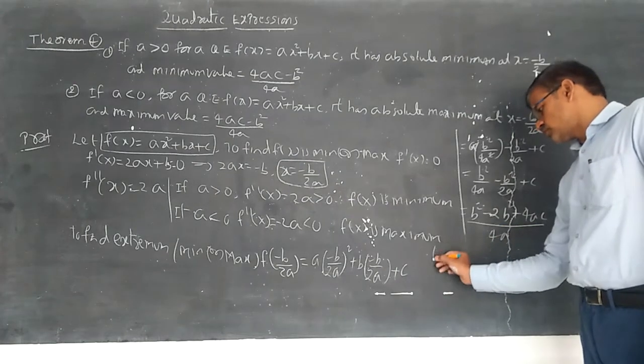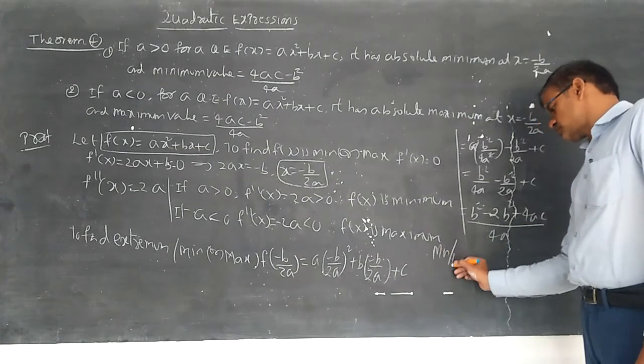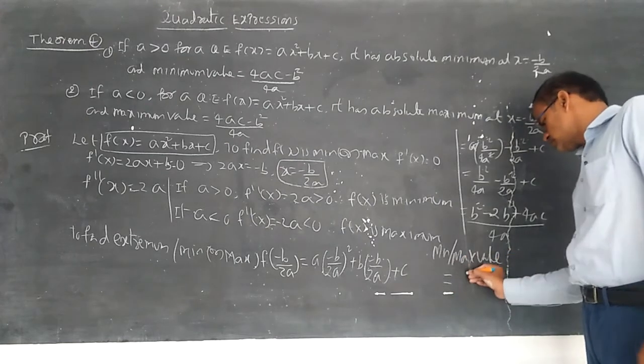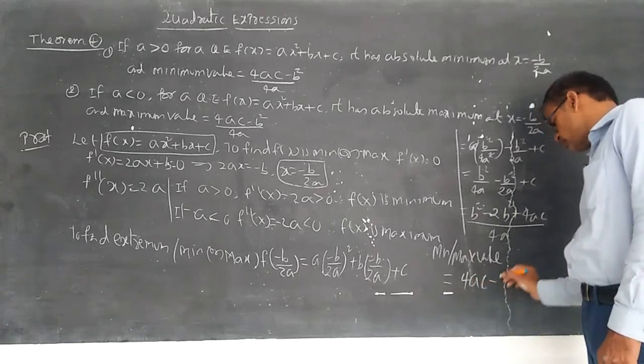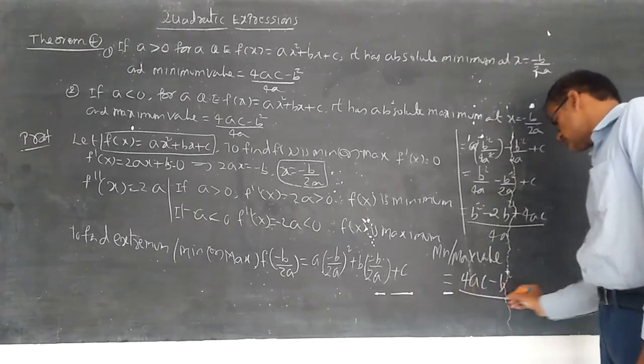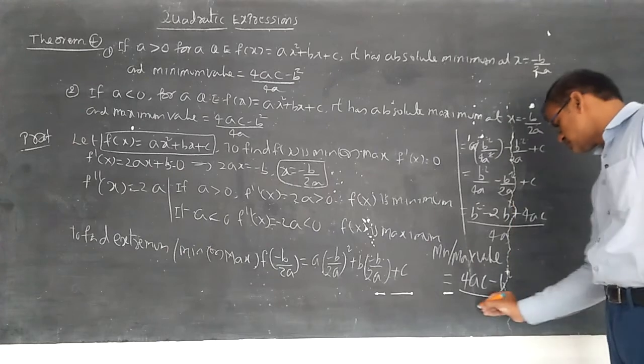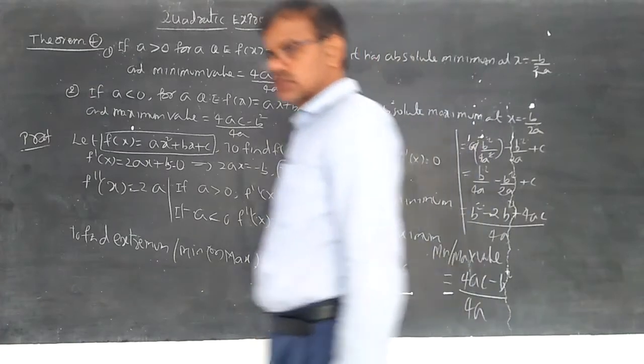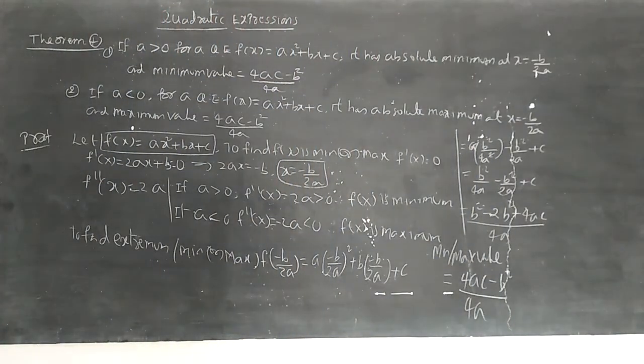Therefore, you can conclude the min or max value is equal to 4ac, and b square minus 2b square becomes minus b square, by 4a. So 4ac minus b square by 4a is the extremum value, whether it is the minimum value or maximum value. Whether the function is min or max is decided by the second derivative. If a greater than 0 it is minimum, and if a less than 0 it is maximum.